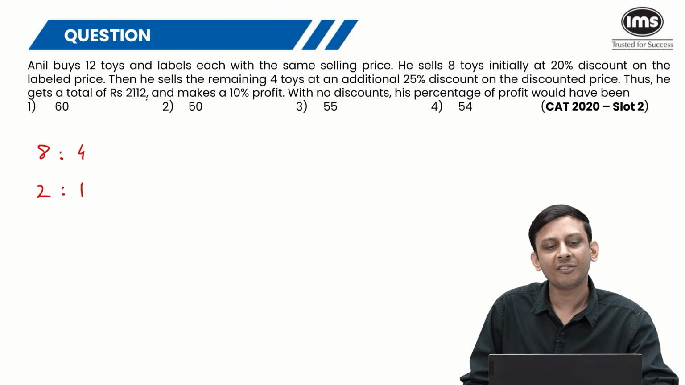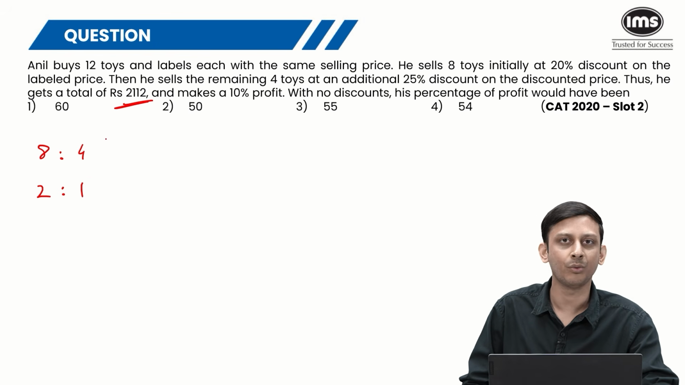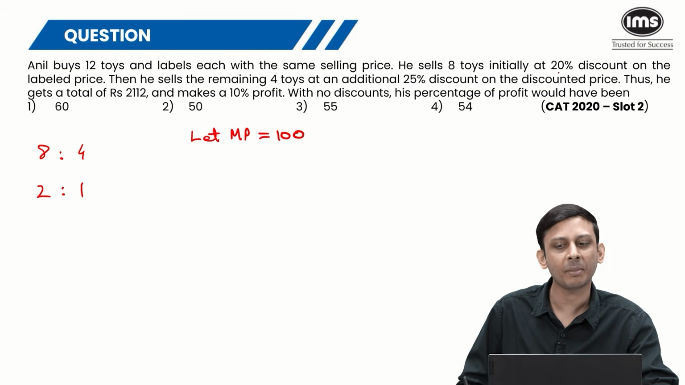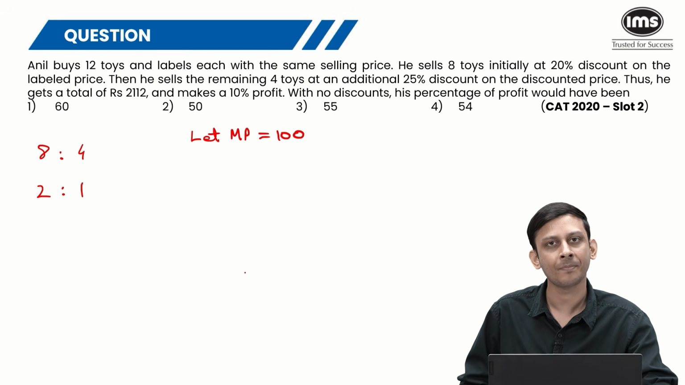And now, since we don't need the actual value in terms of rupees, we can use a convenient value. We can let the marked price conveniently be equal to 100. Because 100 is usually convenient for percentage calculations, especially standard percentage values like 20%, 25%. So let's see what would be the selling prices.